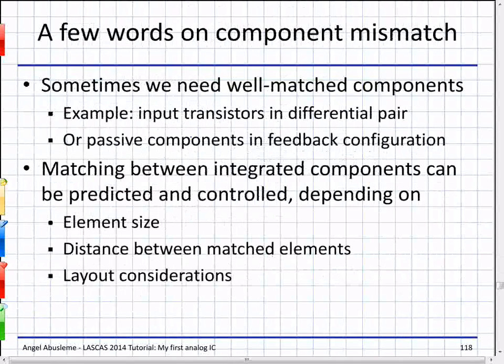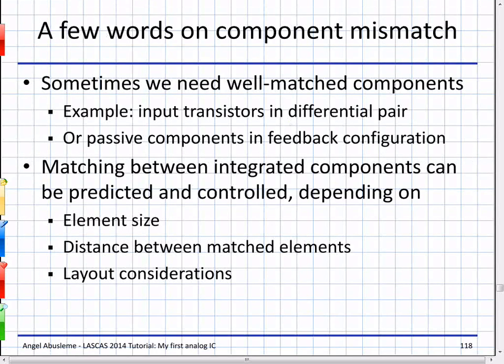Mismatch. Well, sometimes we need very well matched components. For instance, input transistors in a differential pair, we want them to be the same. Or passive components in a feedback configuration, we want them to be the same. So we want them to be very well matched. They are better matched when they are big and they are close. That's the deal. We want them to be big and close.